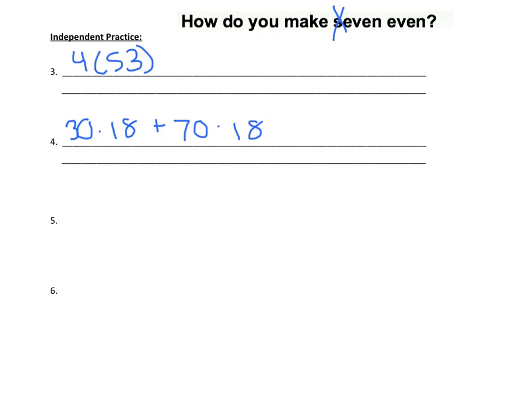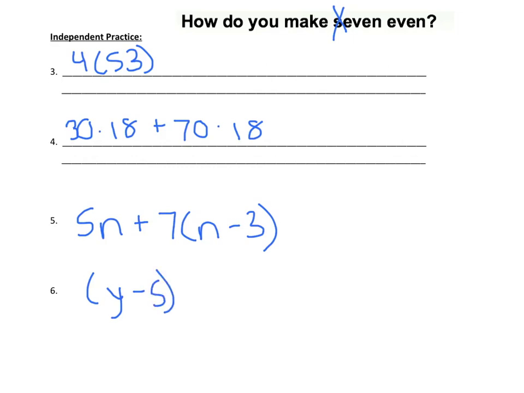And for the last 2 practice problems, I just want you to simplify each of these expressions. So for the first one, we have 5n plus 7 times the difference of n and 3. And for the second one, we have the difference of y and 5 times 6 increased by 15.